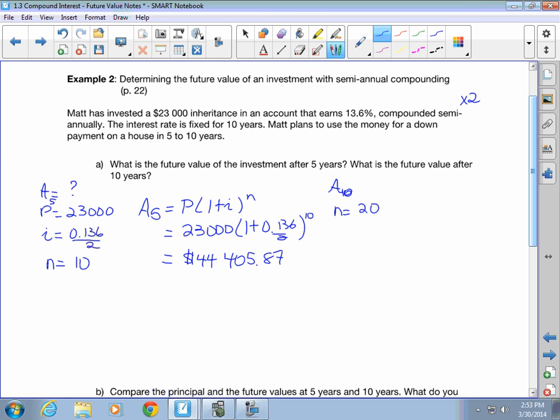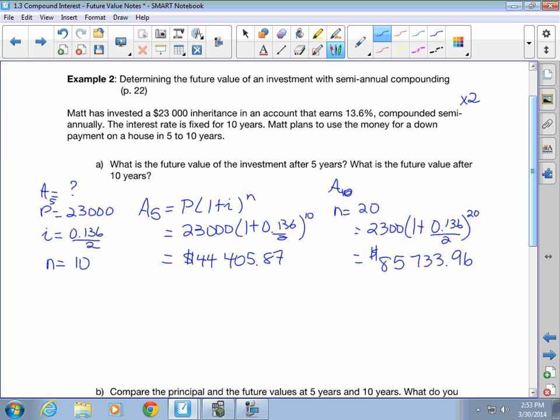If they left it in there for the 10 years, then they would have the 23,000 times 1 plus 0.136 divided by 2, and then to the power of n, which was 10 times 2, so 20. So that equals $85,733.96. So easily twice plus a little bit more money if he leaves it in longer.